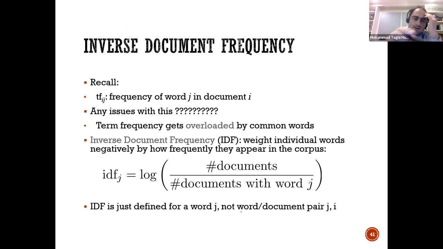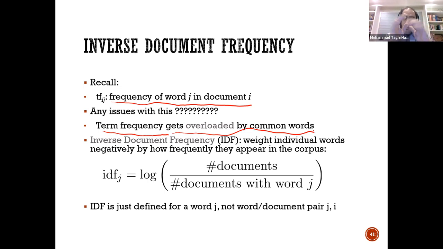Recall TF-IDF, that was the application, but let's still understand some of these things and see what is the best approach. We talk about some kind of normalization, take log, but still we want to do a little bit more than that. Generally TF_ij is the frequency of word j in document i. Any issues with that? The main issue is that term frequency gets overloaded by common words.